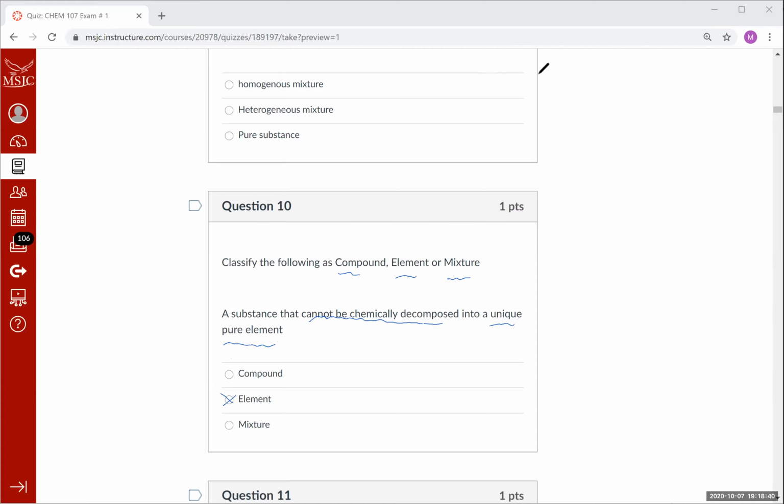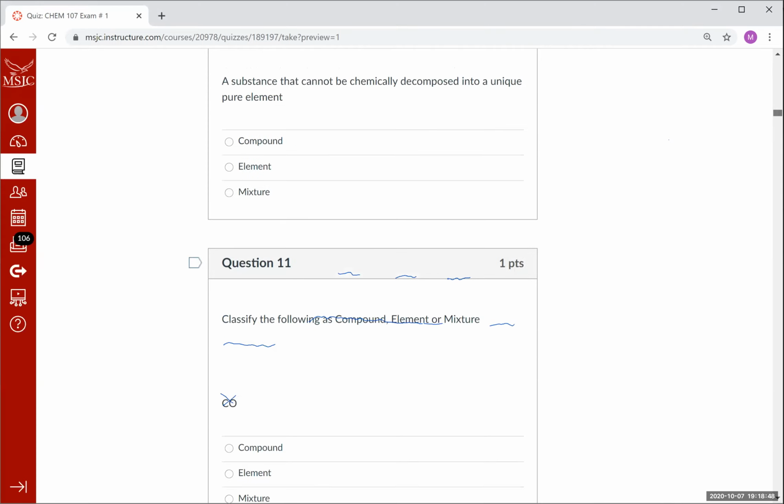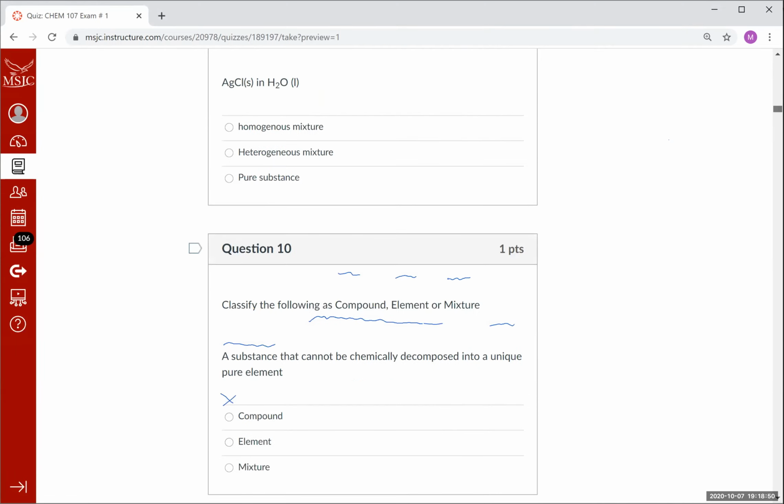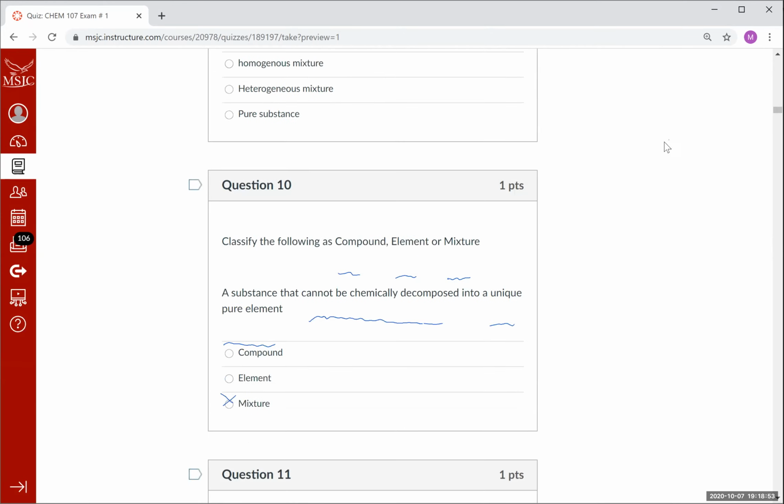Professor, this is not compound, isn't it carbon monoxide? We're looking at 10. Oh, 10. Okay, sorry. Yes. We'll get to 11 momentarily. Okay, but for our question 10, this definition is the definition for an element. Yes, I heard someone had a question.